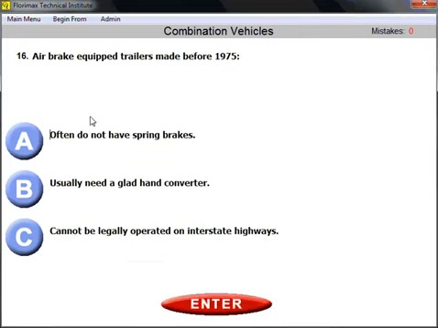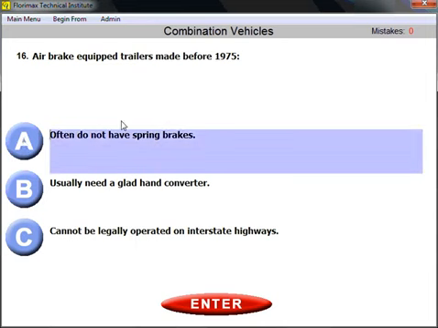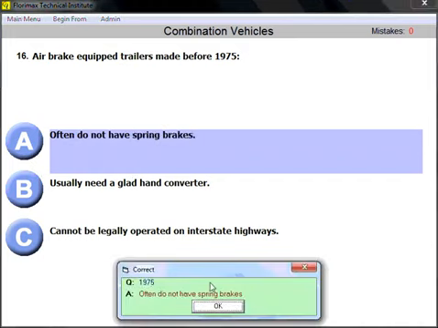Question number 16. Air brake equipped trailers made before 1975. It's been a while ago, but they are still on the road, and you need to know that those trailers often do not have spring brakes. They are still operated, and it's again a safety matter. Those old trailers do not have spring brakes. Old trailer, made before 1975. No spring brakes on them.